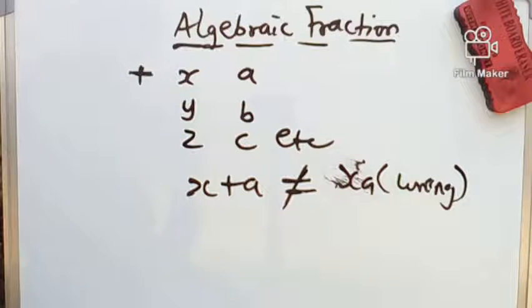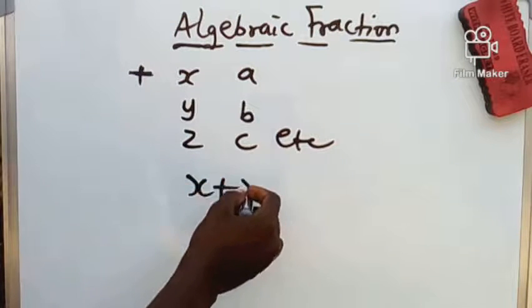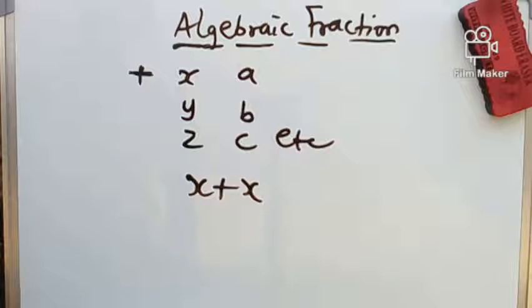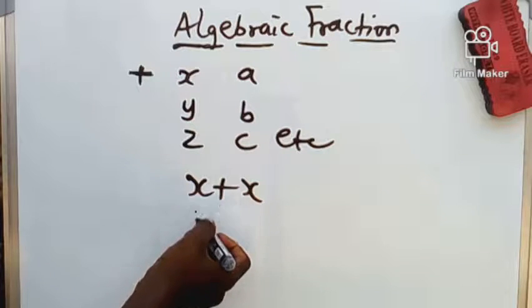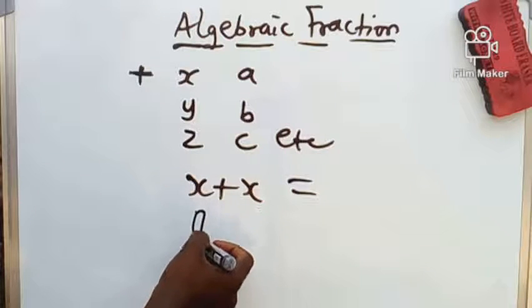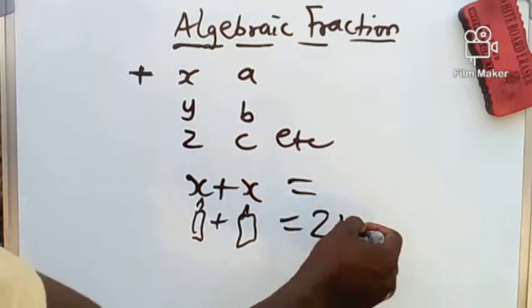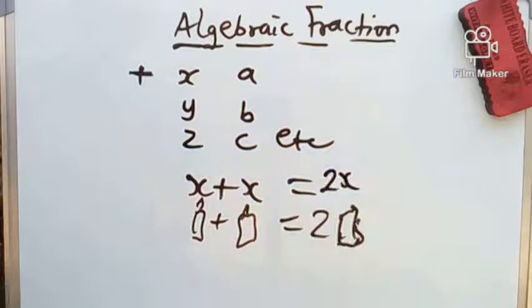Variables of the same values can only be added. Variables of different values cannot be added or subtracted as the case may be. But if we have something like x plus x, now both are similar variables. They can be added. Let's say we have x plus x, it is the same thing as saying 1 bottle plus 1 bottle. How many bottles do I have? I probably have 2 bottles. So when you have x plus x, you're going to have 2x.